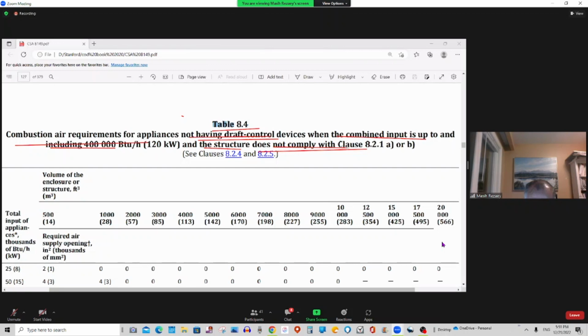Okay, so we have an appliance. It doesn't have a draft control and is installed in a loose house. So which table do you go to? Table 8.4. So let's go to table 8.4 and see what it says. Mr. Karan, on this table, Mr.